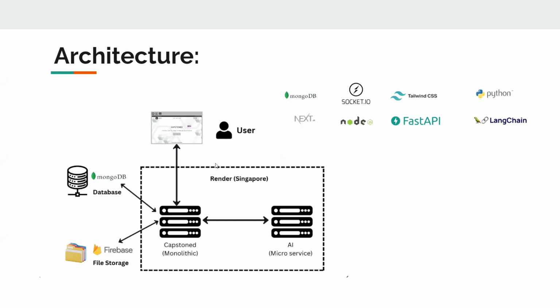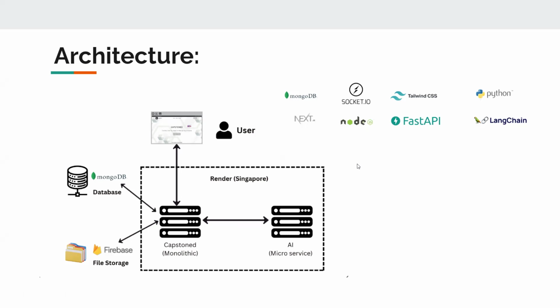Along with that, we have used Socket.IO, that is WebSockets, to integrate messaging and notifications so that students and mentors can seamlessly interact with each other. We created our UI components from scratch using Tailwind CSS. And to utilize the power of AI, we have used LangChain, and that API has been developed on FastAPI using Python, and that is also deployed on Render.